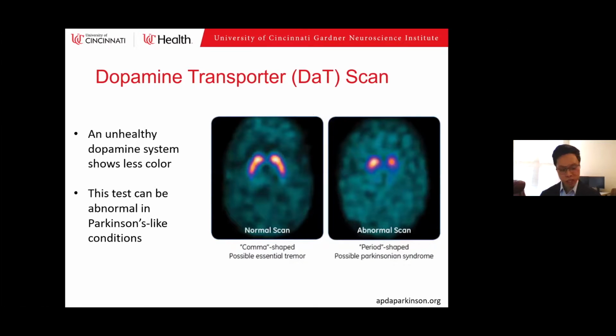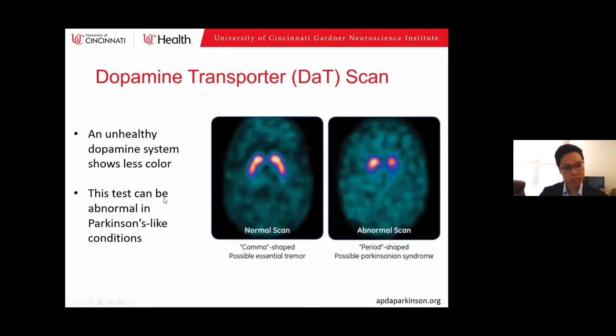As I was mentioning, in Parkinson's disease, the dopamine system in the brain is affected. And so with this scan, an unhealthy system shows less color. If you look at this left image, that would be someone without Parkinson's disease. But you can see here in this panel, there's just less color. That is one indicator of a reduced dopamine system within the brain.